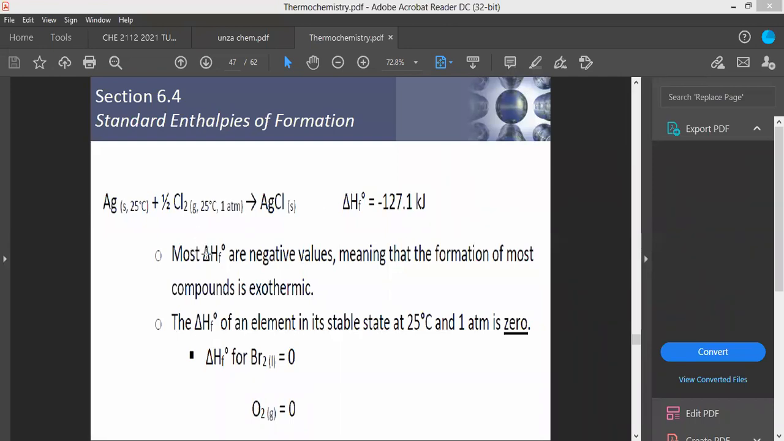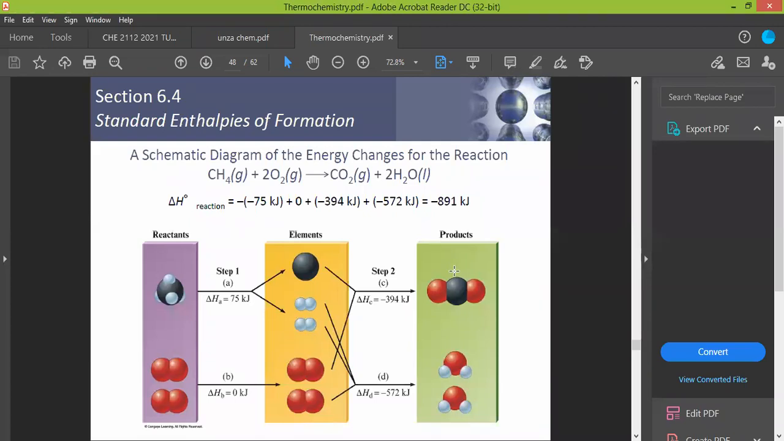When you find that the answer of this is negative, it simply means the reaction is exothermic, all right? And when it is positive, it is endothermic. That's what that simply entails. And here is an example of a schematic diagram of the energy changes of a given reaction. So you have methane burning in oxygen to produce carbon dioxide and water. So when you are doing the enthalpy of a reaction, you will add the enthalpy of the products and the enthalpy of the reactants.